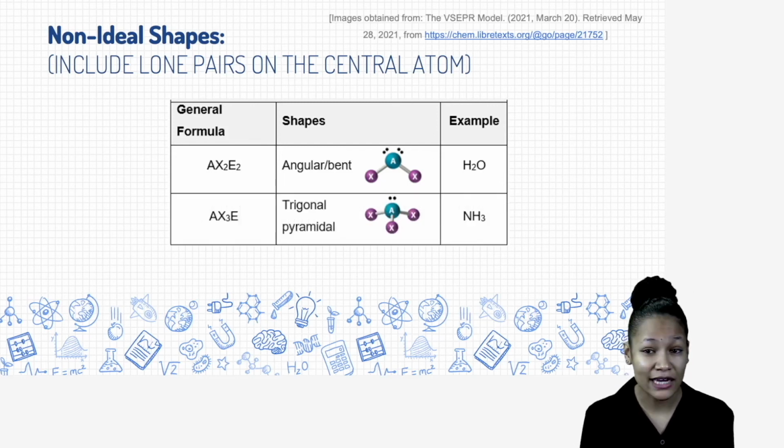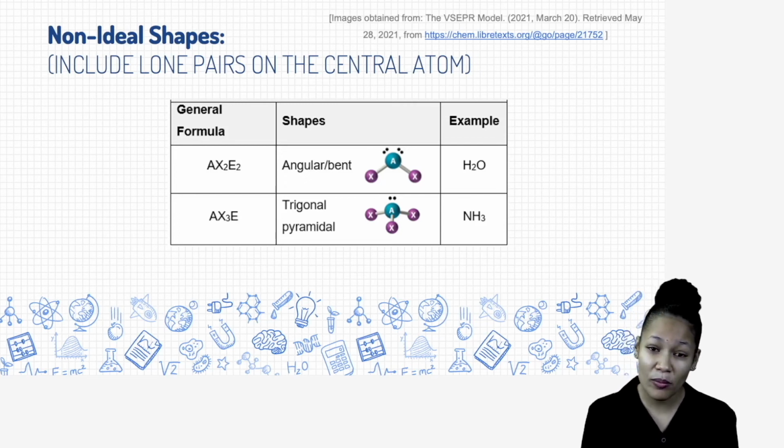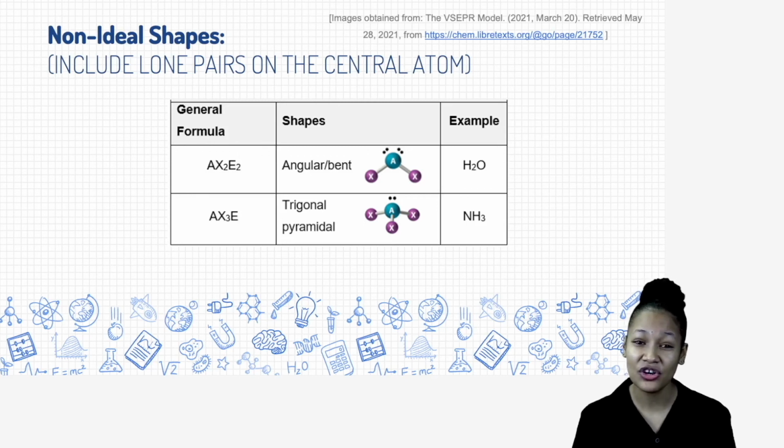The other non-ideal shape that you will work with is trigonal pyramidal. In these types of molecules, you will find the presence of one lone pair on the central atom, and the general formula is therefore AX3E. You could write E1, but it is not necessary. We know that this E stands for only one lone pair of electrons.